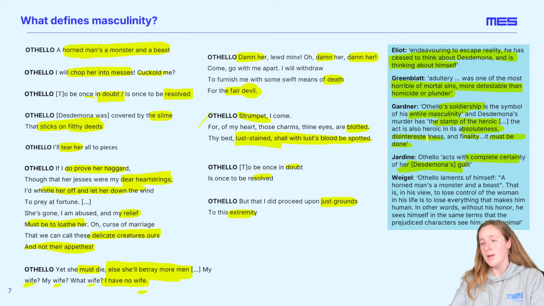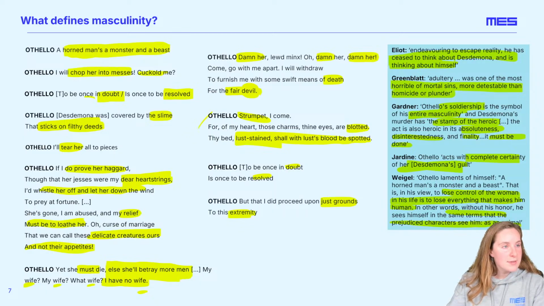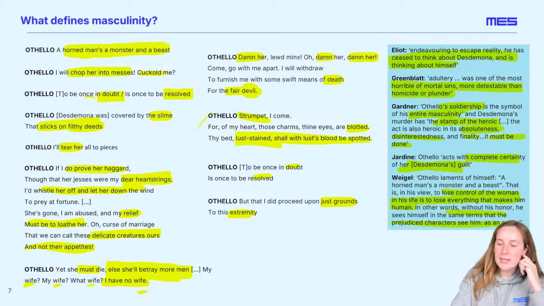And Weigel says, Othello laments of himself, a horned man's a monster and a beast. This is, in his view, to lose control of the woman in his life is to lose everything that makes him human. In other words, without his honor, he sees himself in the same terms that the prejudiced character sees him, as an animal. And this makes sense because, again, in Act 5, Scene 2, we see him described as the circumcised dog, right? The base Indian, the malignant Turk, right? He views himself as these, to him, subhuman creatures who she has brought him to be, and thus why perhaps he says, damn her, etc., and feels justified in killing her.